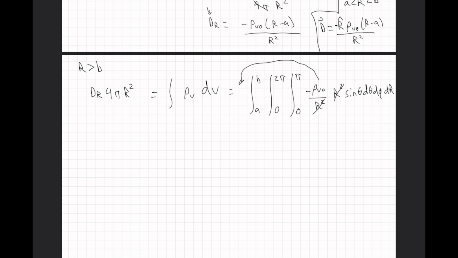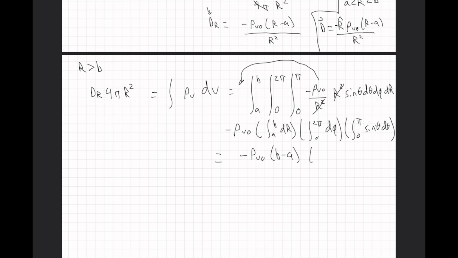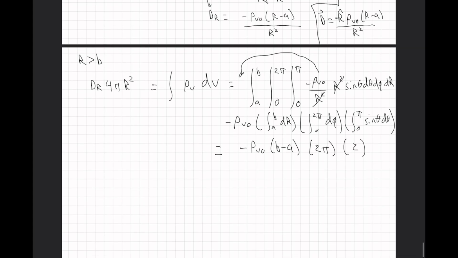We can bring this out front because it's a constant. So we get negative rho v naught times the integral a to b of dr times the integral 0 to 2 pi of d phi times the integral 0 to pi of sine theta d theta. So this equals negative rho v naught multiplied by b minus a multiplied by 2 pi multiplied by 2. So we get Dr 4 pi r squared is equal to negative rho v naught times b minus a multiplied by 4 pi.